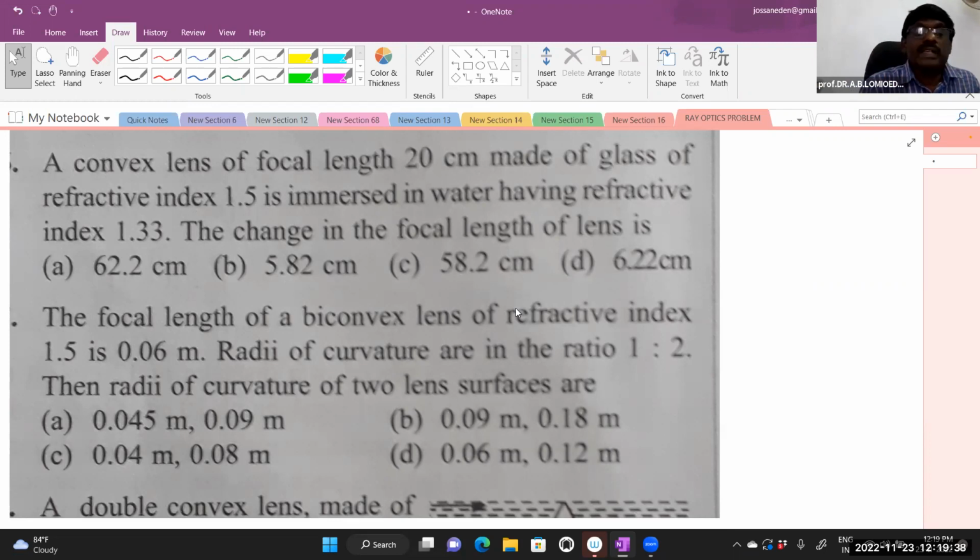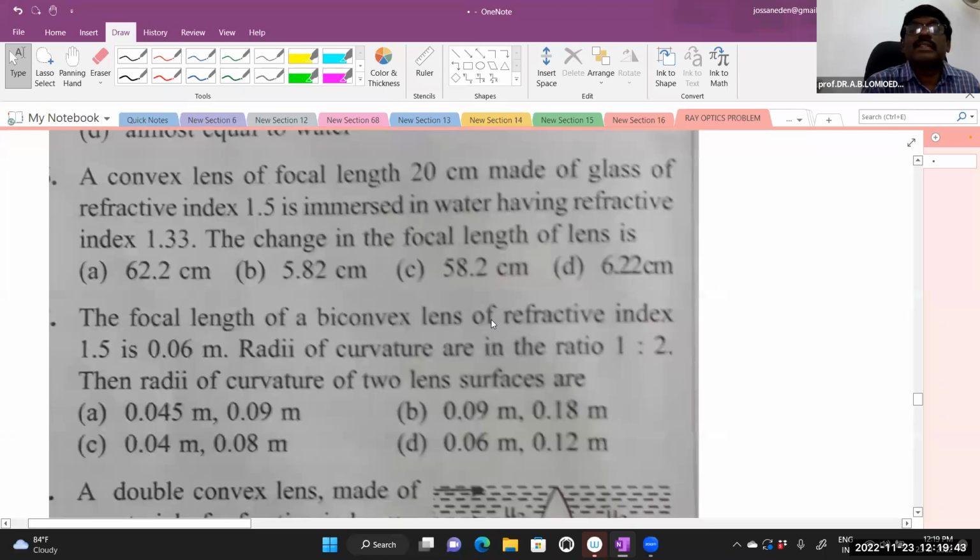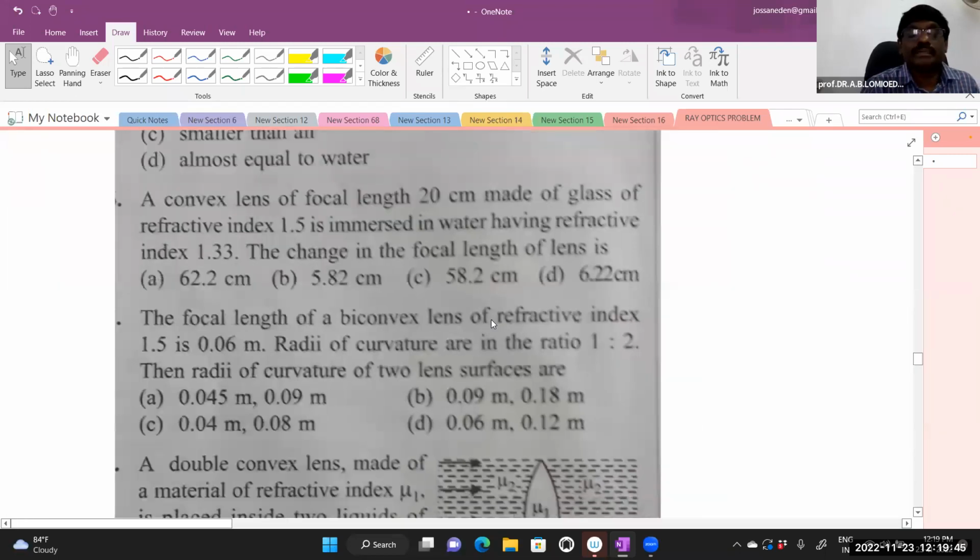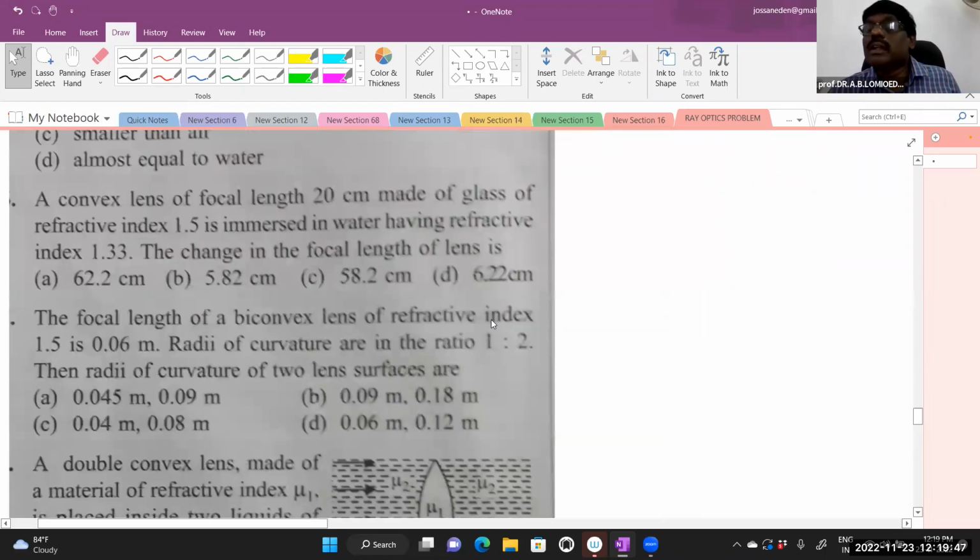First one, the lens is in air. In the second case, the lens is in water. And then let us compare these two equations and find out the change in focal length.